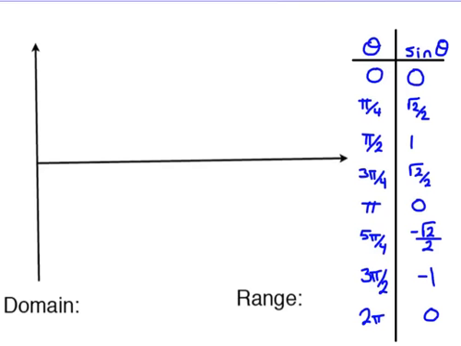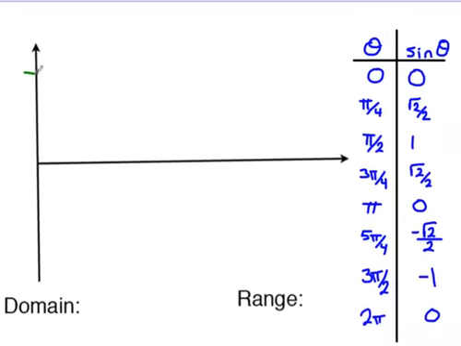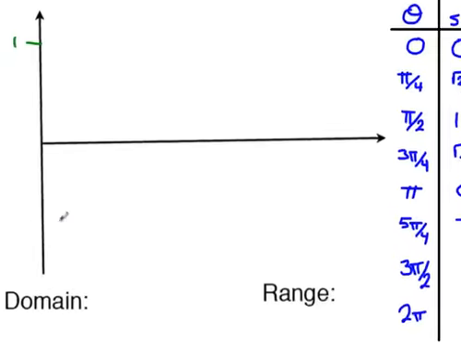Okay, so these are the values that were on the previous slide, and let's go ahead and start graphing this. First off, we need to label our axes. This is going to be my y-axis, or my sine of theta. It's our y-axis here, so this is going to go from 1 to -1.